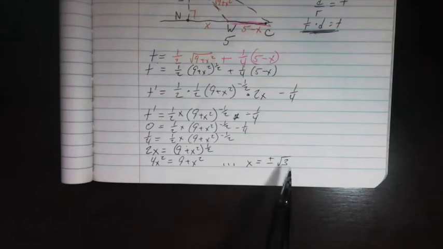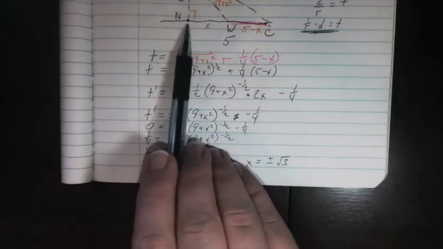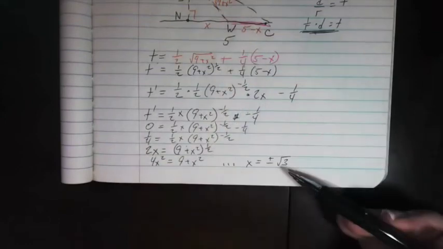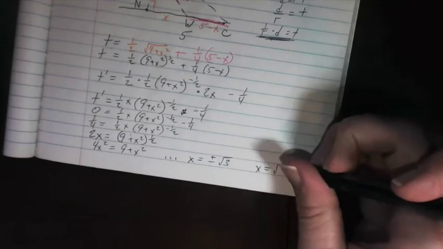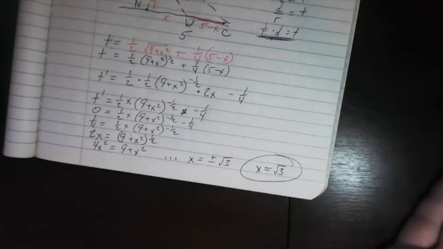Now, we know that our answer has to be between 0 and 5. One of these is a negative number. So that means that our x here is equal to positive square root of 3. That's how far from the nearest point Phoebe should aim.